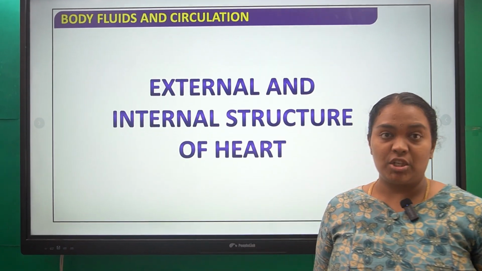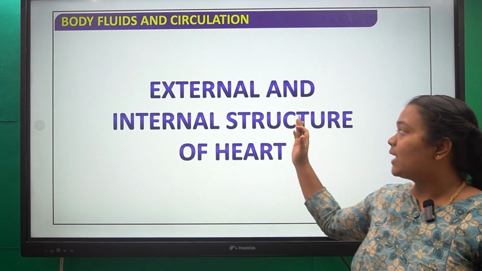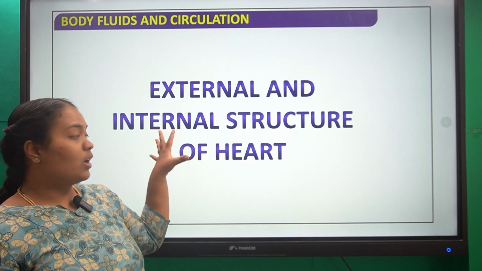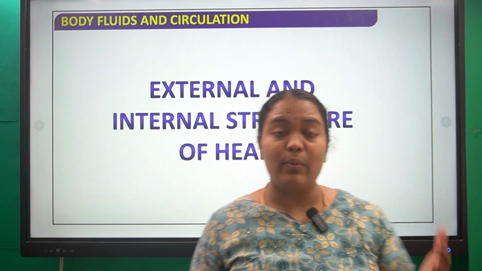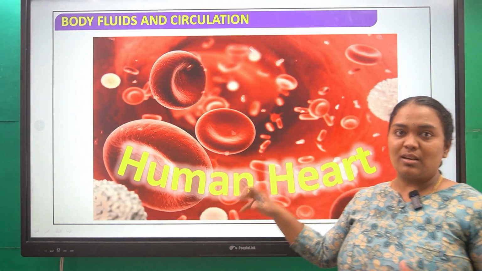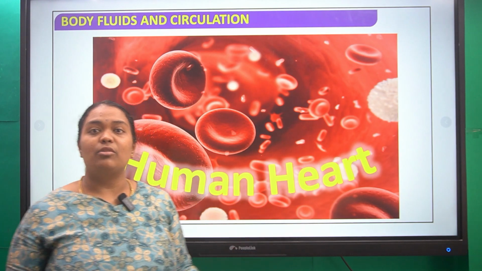So in this session, we're talking about the circulatory system, and specifically the external and internal structure of the heart. So we're talking about what you can see in the heart from the outside and what you can see when you dissect the heart. These are the blood cells which are flowing in your heart, or the blood which is acting as a circulatory system in your body.